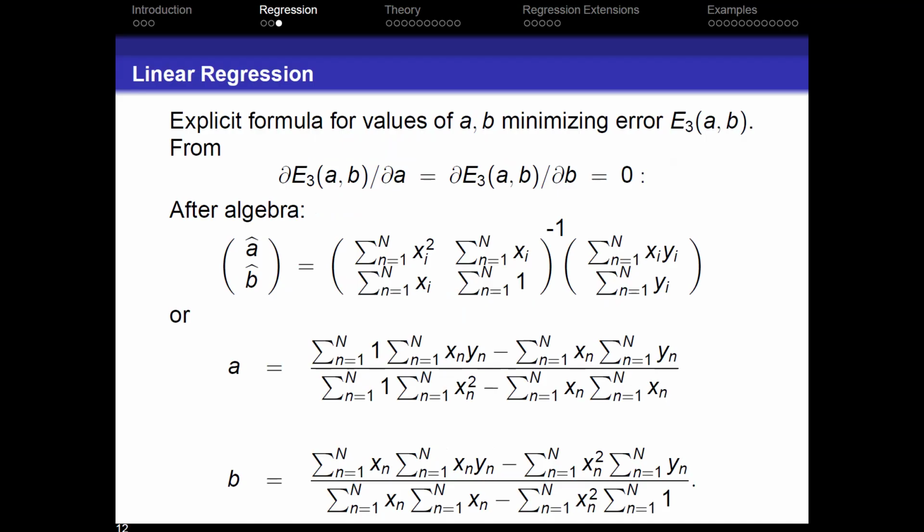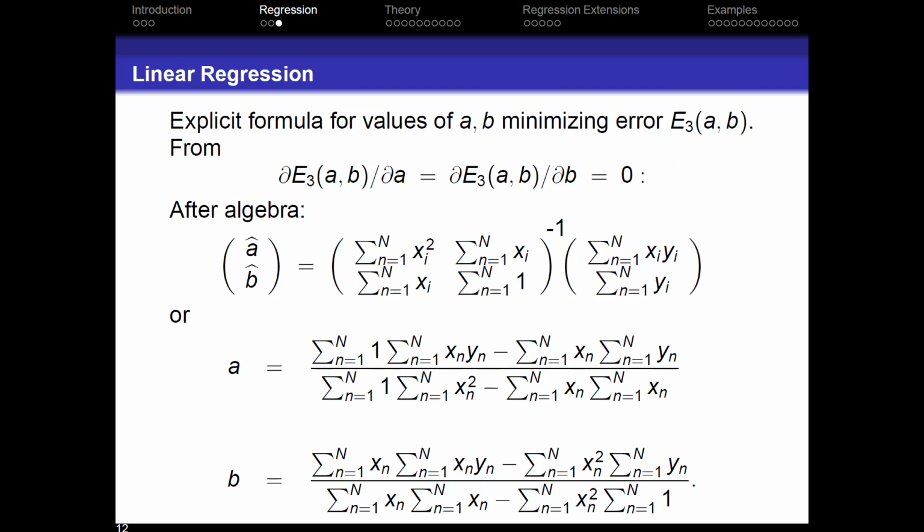I believe I ran into the door earlier this semester, yes? Why did I run into the door? What was I trying to remind you of? When you're doing optimization problems, what do you have to remember? Boundary conditions. So we're going to try to find what values of A and B minimize the total error.